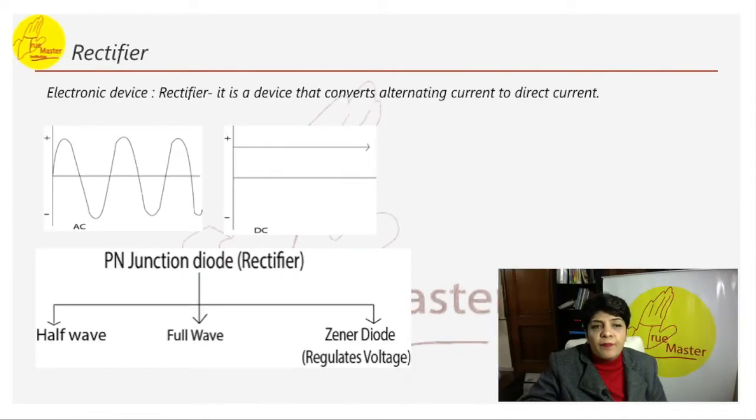Rectifiers: the process of converting AC, that is alternating current, into DC, that is direct current, is called rectification. The device used for this process is called a rectifier. Here, if you see, this is an AC current wave diagram. We have to convert this AC into direct current, like this. This is the direct current.